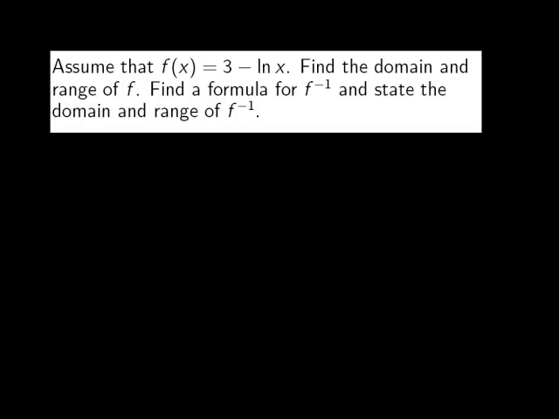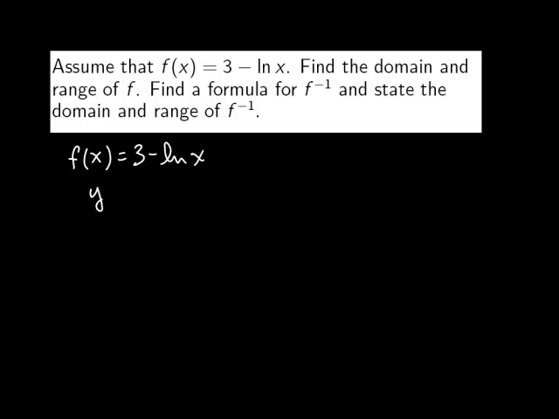Example 1. We have f of x equals 3 minus ln x. And it's clear here that the domain is going to be 0 to infinity, but the range is not necessarily clear. Sometimes it's just better to go ahead and find the inverse function before you start worrying about the domain and range. So let's find the inverse function.